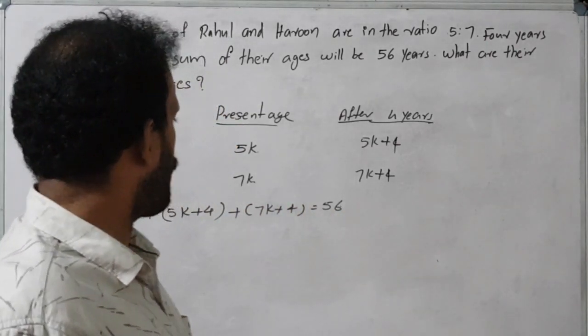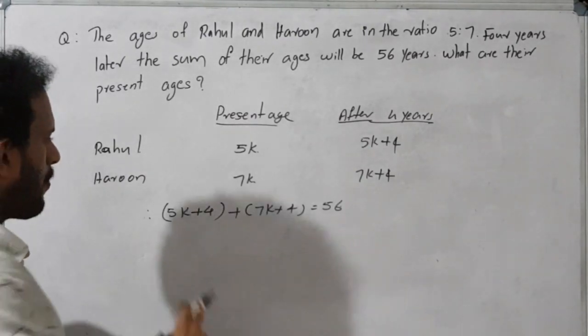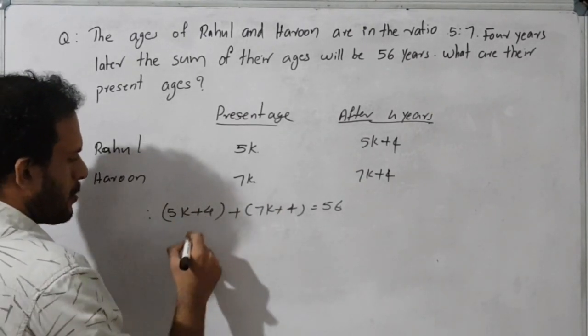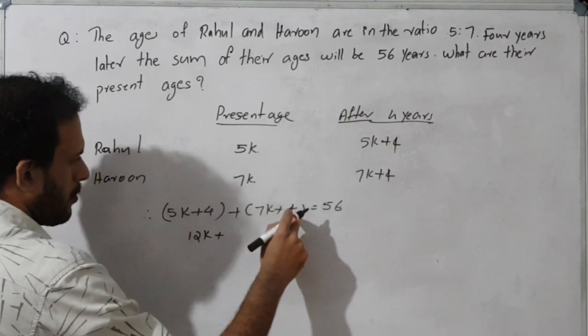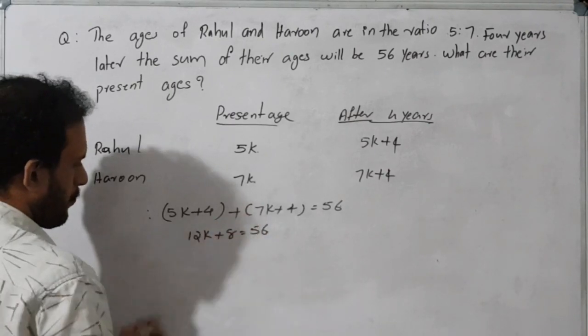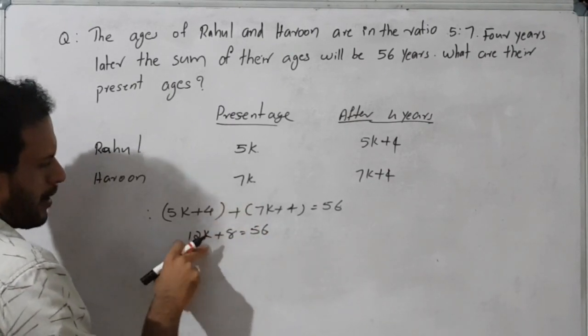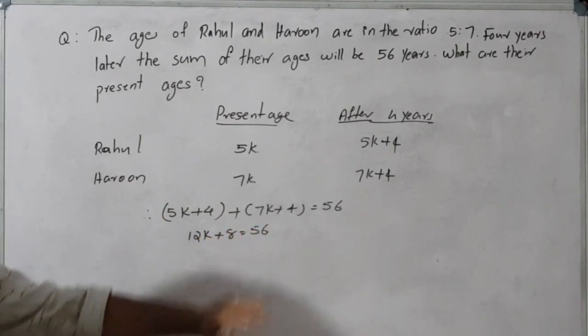We get 56. So 5k plus 4 plus 7k plus 4 is equal to 56. 5k plus 7k is 12k, plus 4 plus 4, 8, is equal to 56. Then we need to find the value of k. So first we transpose the term that does not contain the variable.